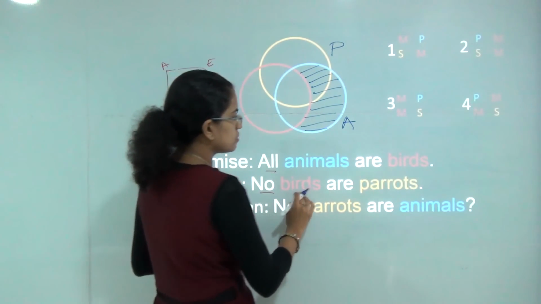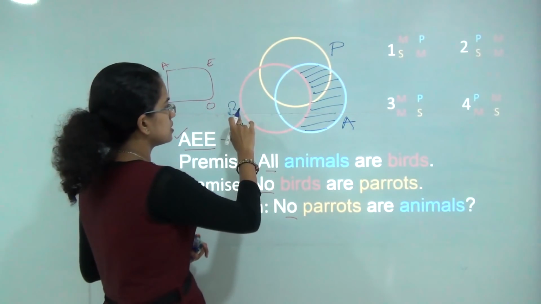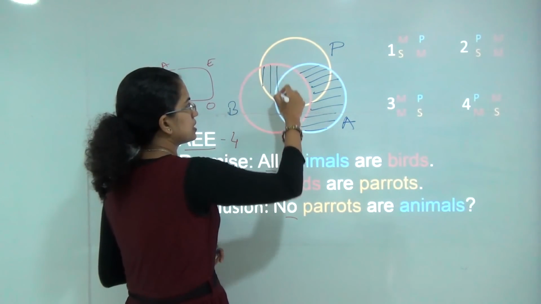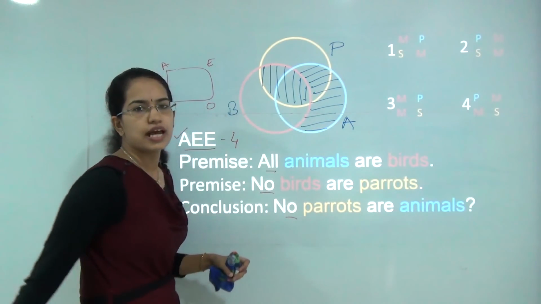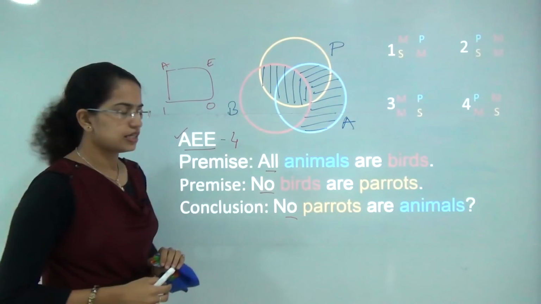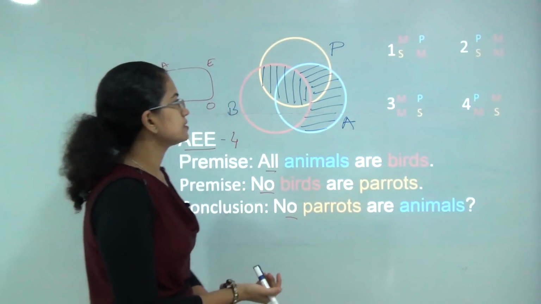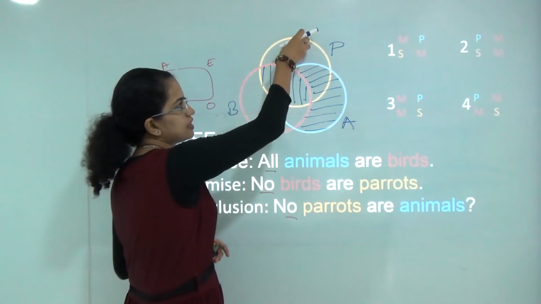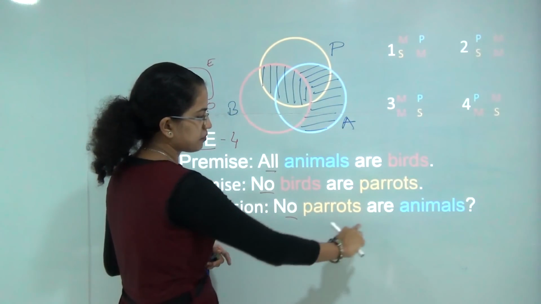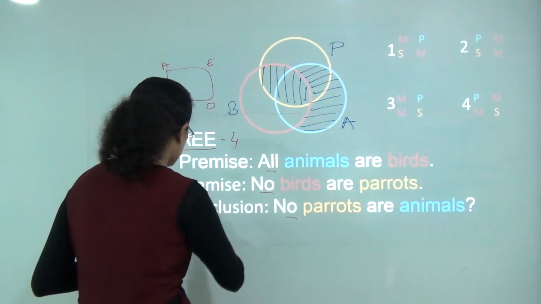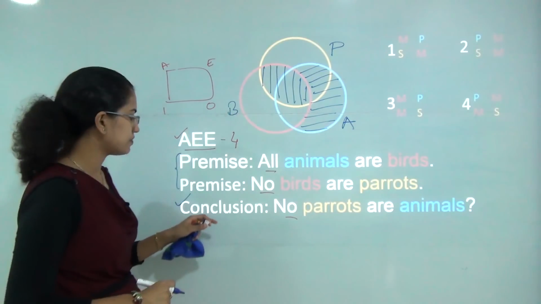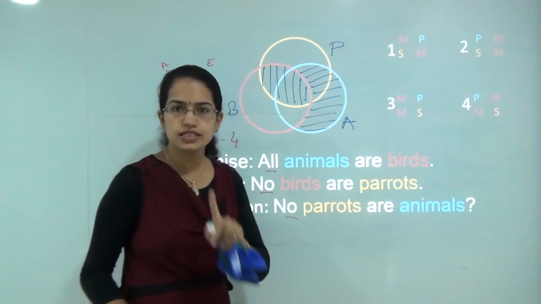If I say no birds are parrots, that means none of the birds is a parrot, means all the birds are lying in the outer region. So for me this region does not exist. I can remove this region. Now based on this diagram, can you say no parrots are animals? All the parrots now are left in this region because this is the excluded part. So definitely I can say no parrots are animals. So that's a correct conclusion. If I have these two premises and I solve them, I can definitely say the conclusion that is coming up is true.